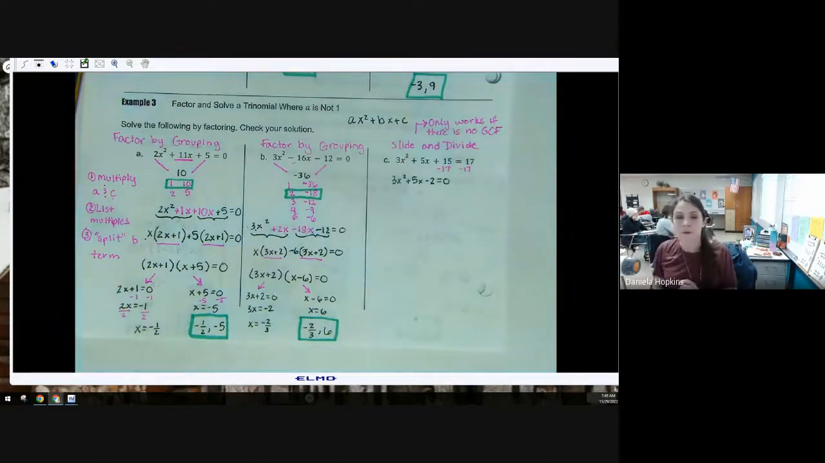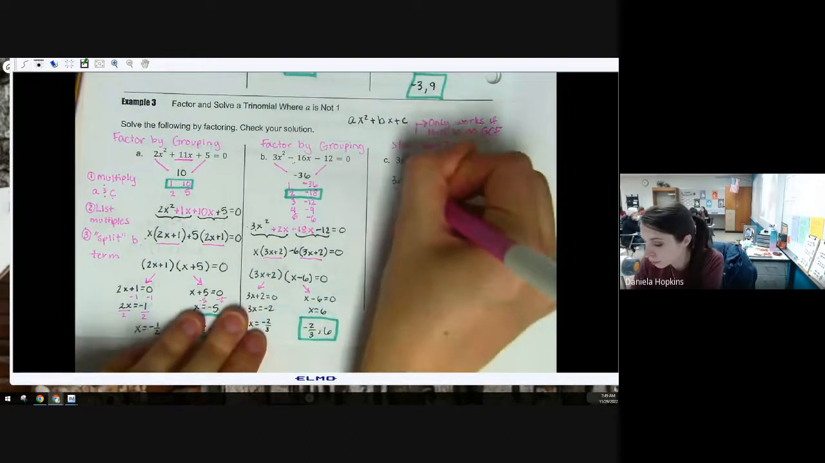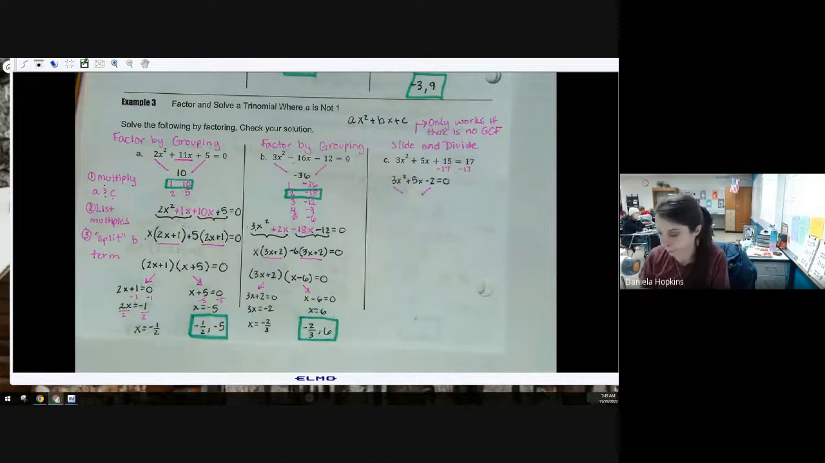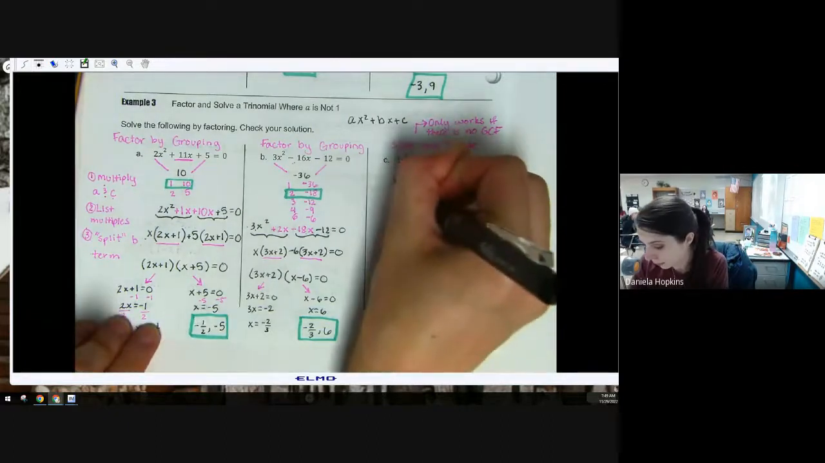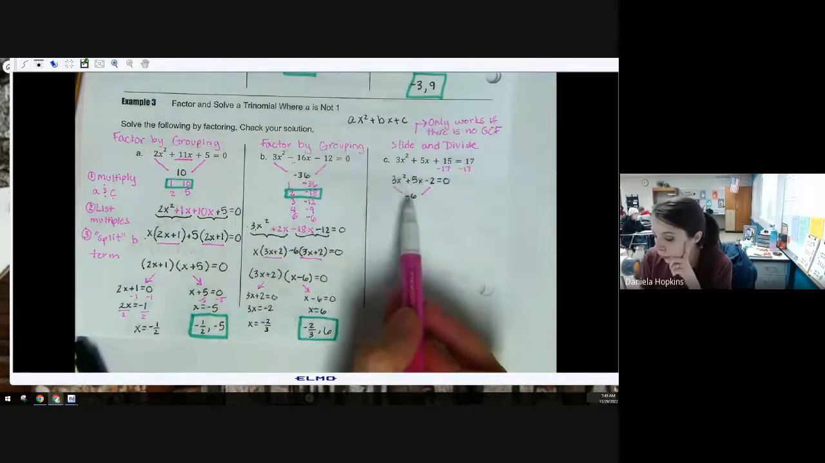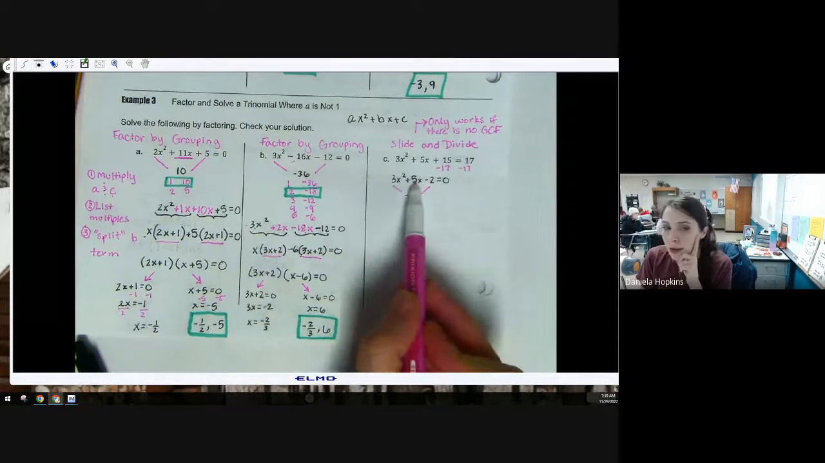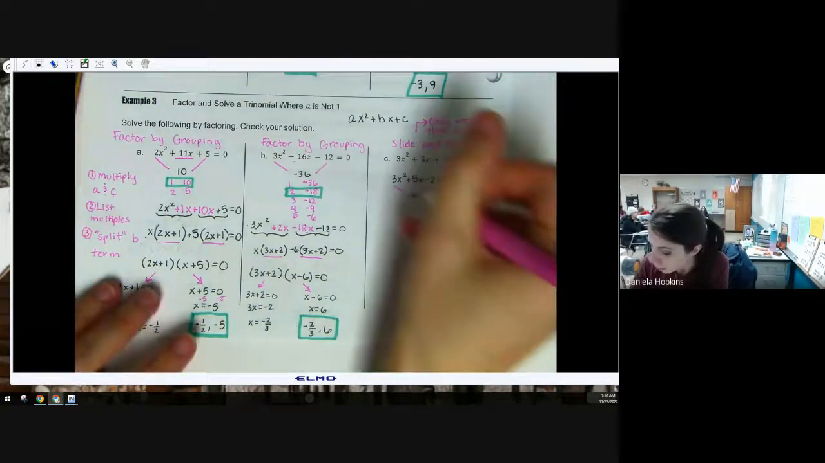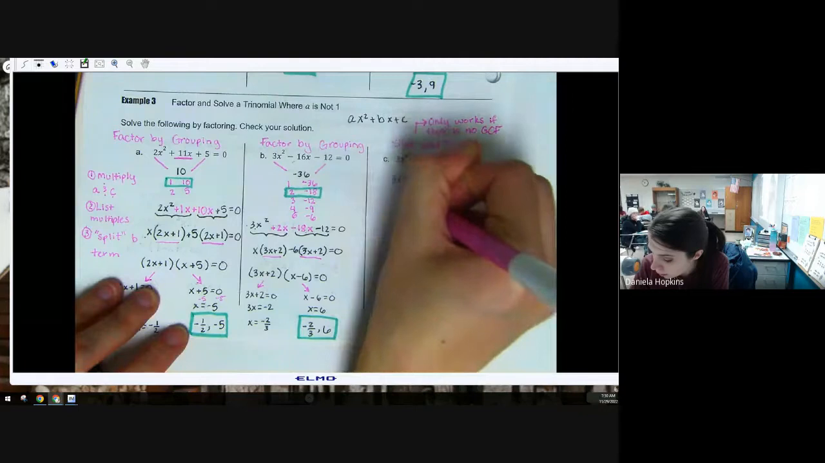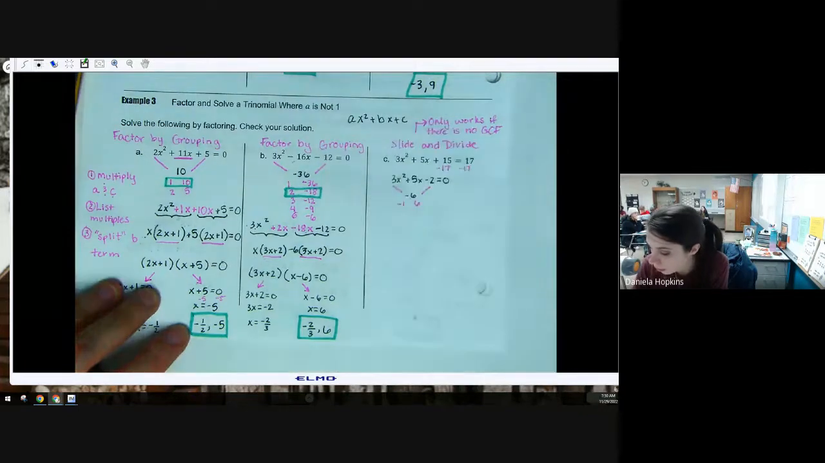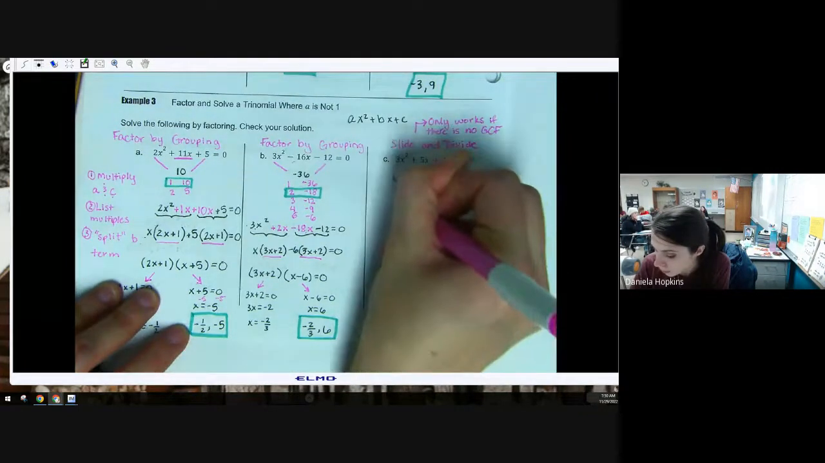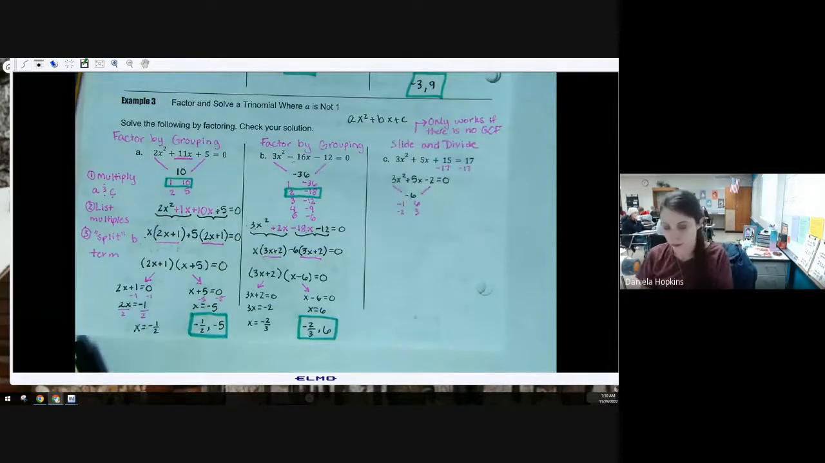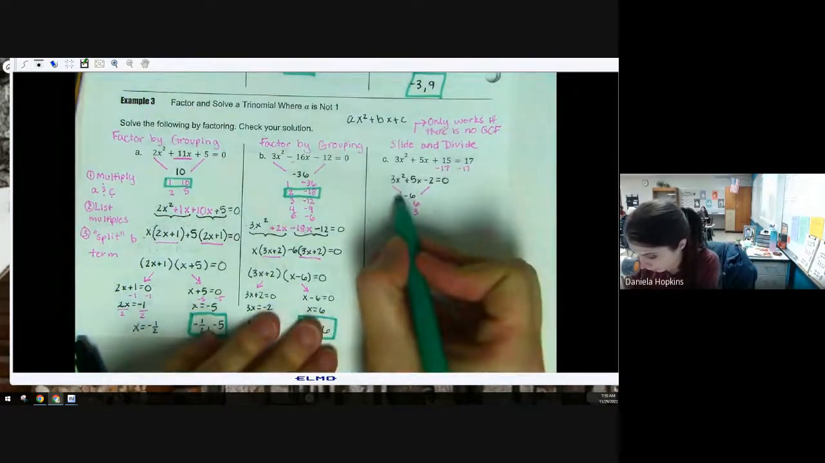For slide and divide, you are still going to multiply your first and your last numbers. So what's 3 times negative 2? Negative 6. It's multiplying to a negative, but adding to a positive. That means my smaller number will be negative, and my bigger number will be positive. So factors would be 1, negative 1, and positive 6. Negative 2 and positive 3, and that's it, but I already found it. And these are my factors.